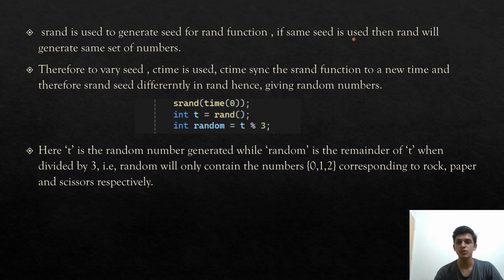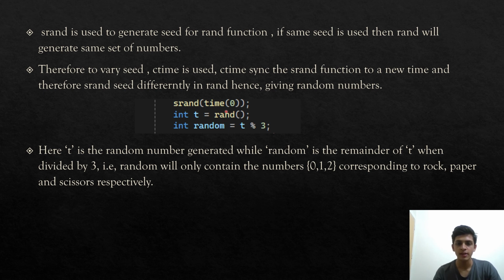If the same seed is used, then rand will generate the same set of numbers. That is the same as what I explained in the last slide. Rand works on a particular seed, and if the seed is not changed, it generates the same set of random numbers. Therefore, to vary the seed, ctime is used. Ctime syncs the srand function to a new time, and therefore srand seeds differently for rand, hence giving random numbers. That is, ctime is live time, and srand is used to generate the seed for the rand function.